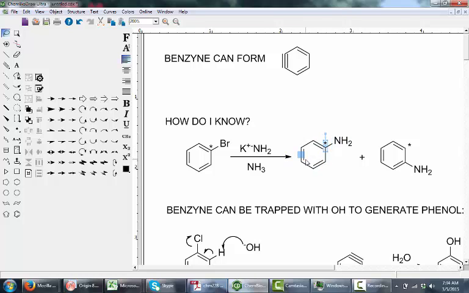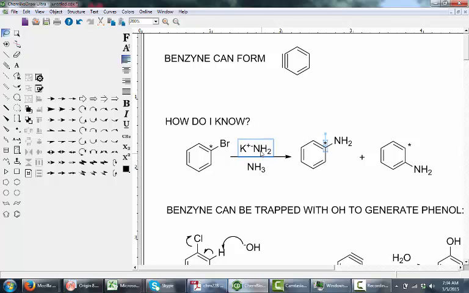What I get instead is a one-to-one mixture of the compound with the nitrogen on this carbon and the nitrogen over here at this carbon. So the NH2 is substituting at the carbon you would expect, but it's also equally substituting at the carbon adjacent to the one that had the bromine. And the way to explain that is via the formation of this benzyne intermediate.